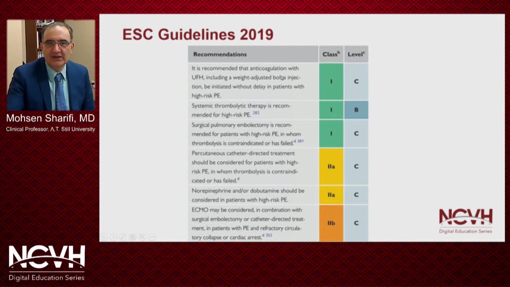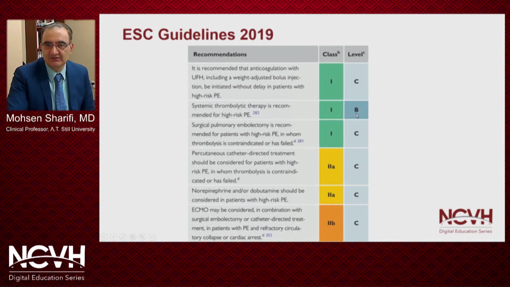That approach, by the way, in this era of COVID crisis with high frequency of venous thromboembolic disease is also mirrored. In other words, you get anticoagulation going on before you have the diagnosis, and then you have time to sort out things later. Systemic thrombolytic therapy is recommended for high-risk PE patients, and that's a class 1.